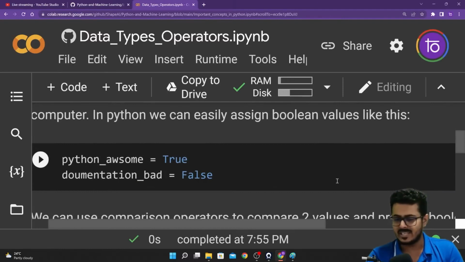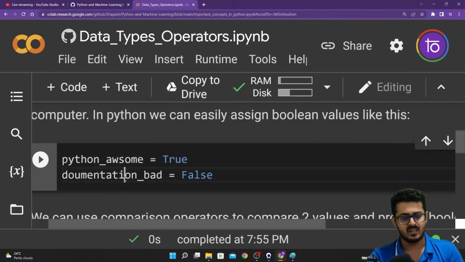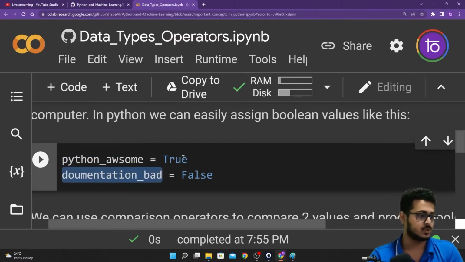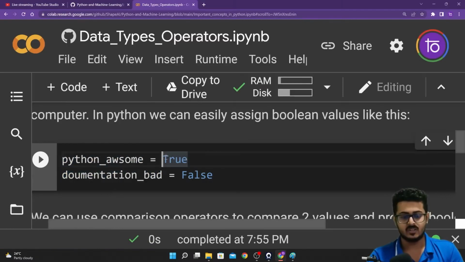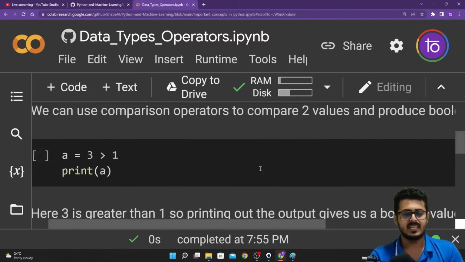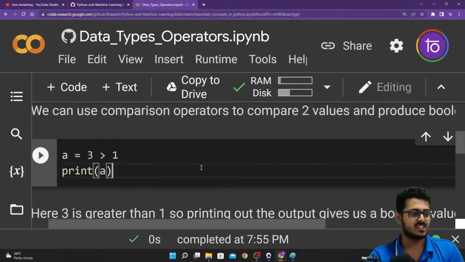To create a Boolean data type, it's extremely simple. For example, python_awesome is equal to True. Please try to remember that the T and F of True and False should be capital, guys. Please do remember that.